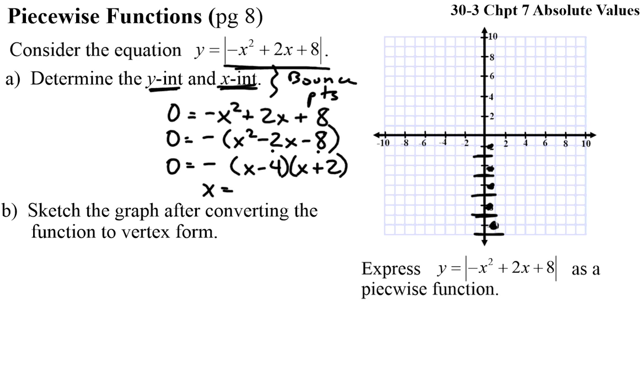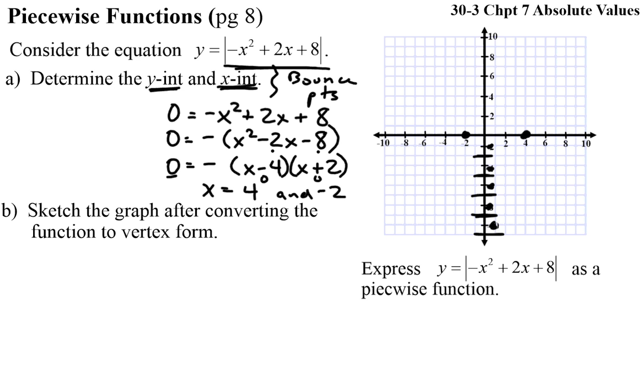So what will x equal? X will equal 0 if x is 4, and we'll get a value of 0 if x plus 2 is 0, which would be a negative 2. So we have 4 and negative 2 as our bounce points. There's our x-intercepts. Those should be our bounce points for our regular graph to the absolute graph.